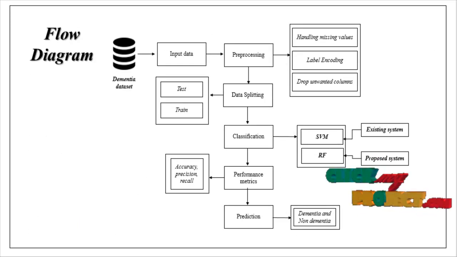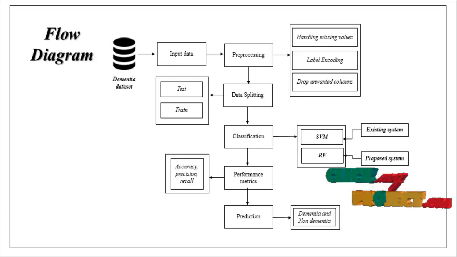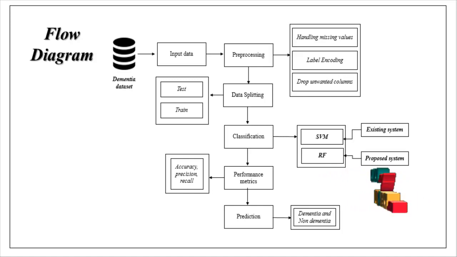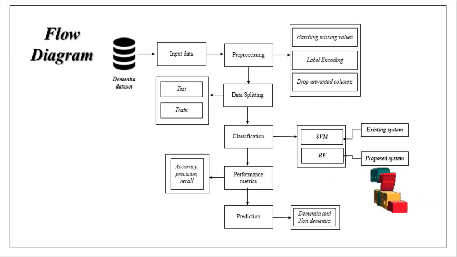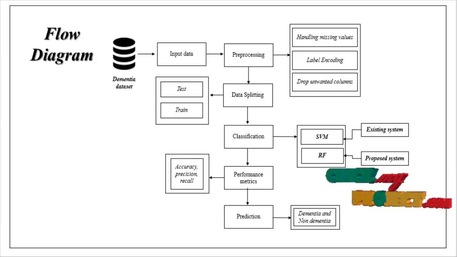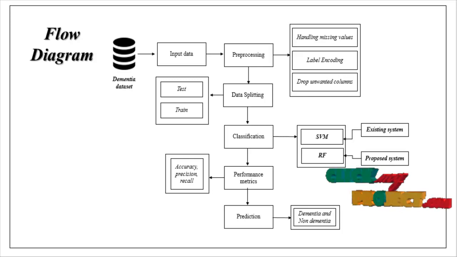This is the flow of our project. First, we have to take the dementia dataset from a dataset repository like UCI, Kaggle, GitHub, and so on. After that, the selected input dataset is carried to the pre-processing step. This is the major part of our project. In this step, we have to check for any missing values in the testing and training data.